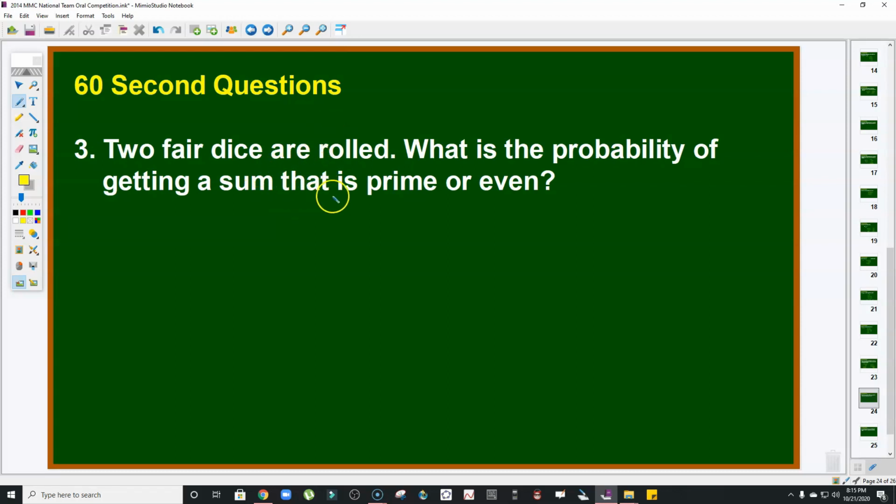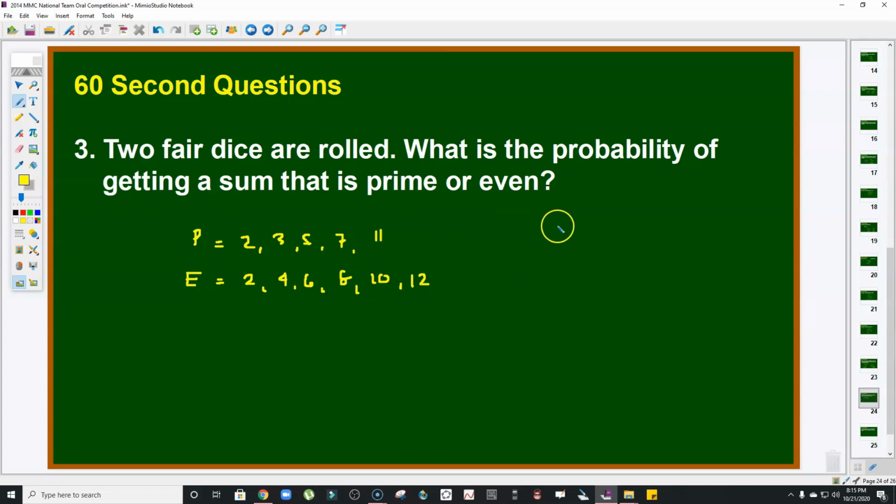Okay. So take note, yung prime numbers natin are 2, 3, 5, 7, 11, right? While yung even numbers natin, sa pair of dice, so 2, 4, 6, 8, 10, and 12. So you will notice here, walang 9.